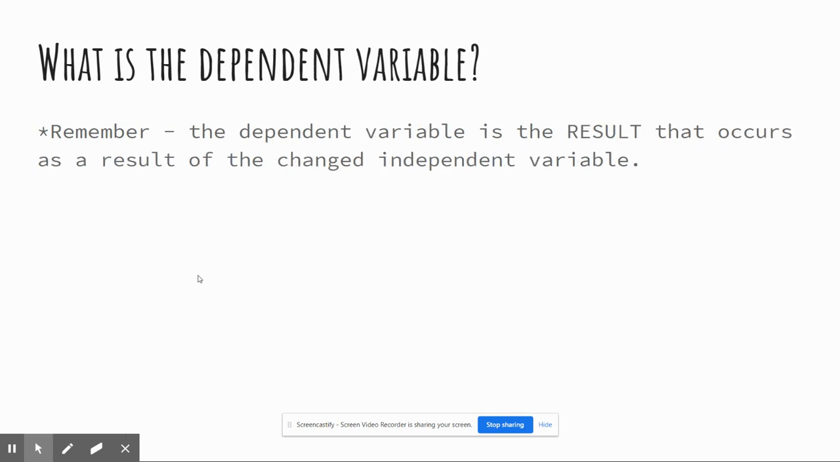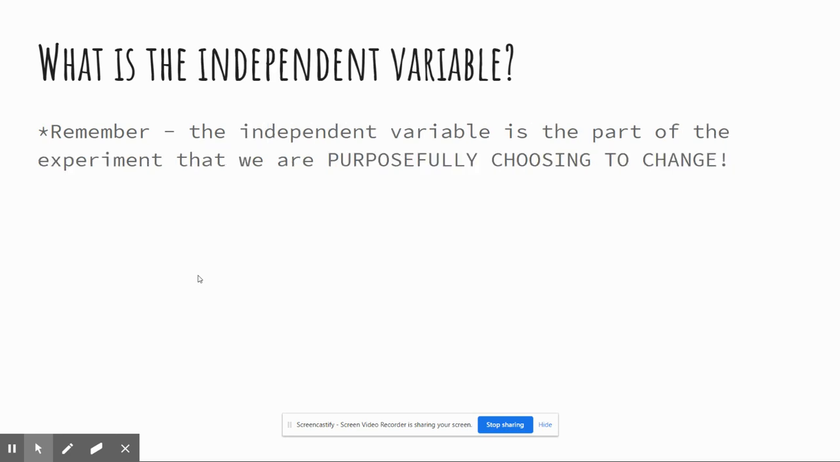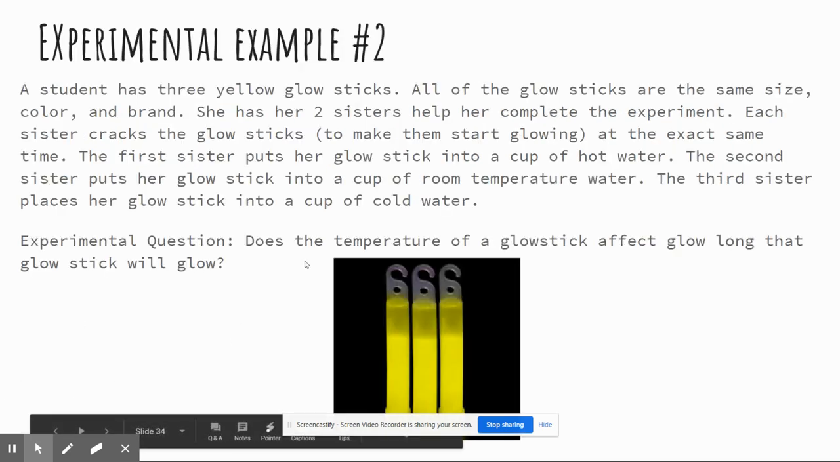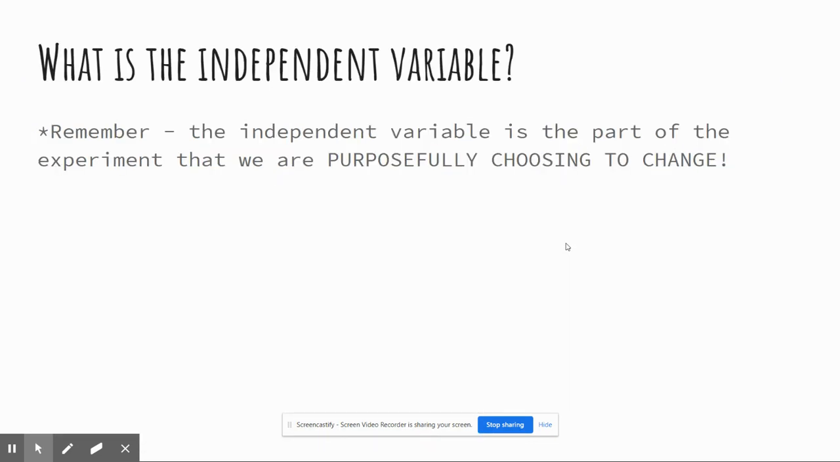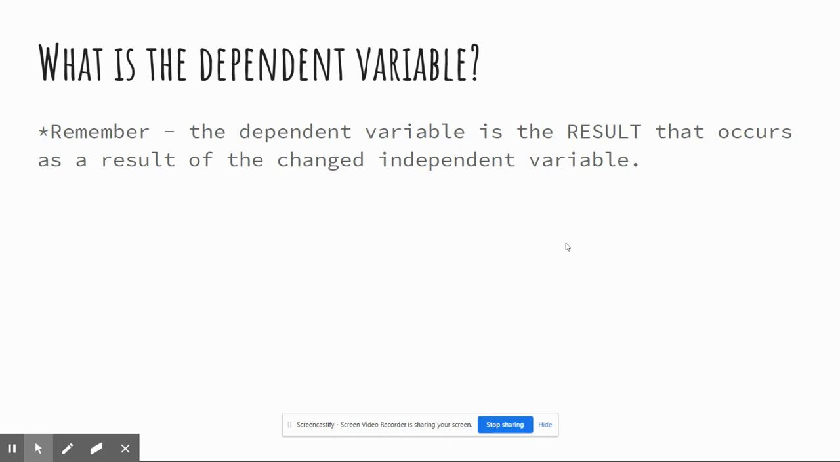Dependent variable, this is going to be the result that happens, right, because of this changing independent variable. If we look back at our question, we're trying to figure out if the temperature of a glow stick, which is our independent variable, affects how long that glow stick will glow. So our dependent variable here would be how long each of the glow sticks lasts, right, which would be a unit of time. Okay, so that would be our dependent variable, because how long it glows depends on which temperature it was placed into.